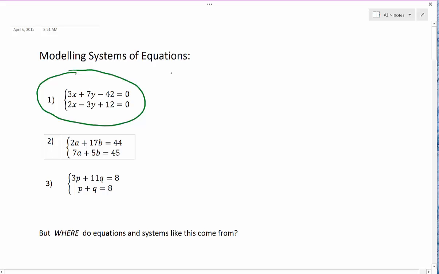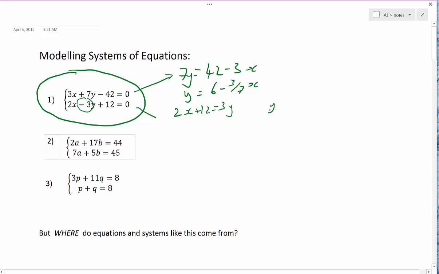And we can see that we could also write the first one as 7y equals 42 minus 3x, so y equals 6 minus 3/7x, which is of course a straight line. And similarly the second one, here we have minus 3y, so let's make that one positive, so move that one over to the other side, so 2x plus 12 equals 3y, so y is then 2/3 x plus 4. So we have two lines and we can find out their point of intersection.